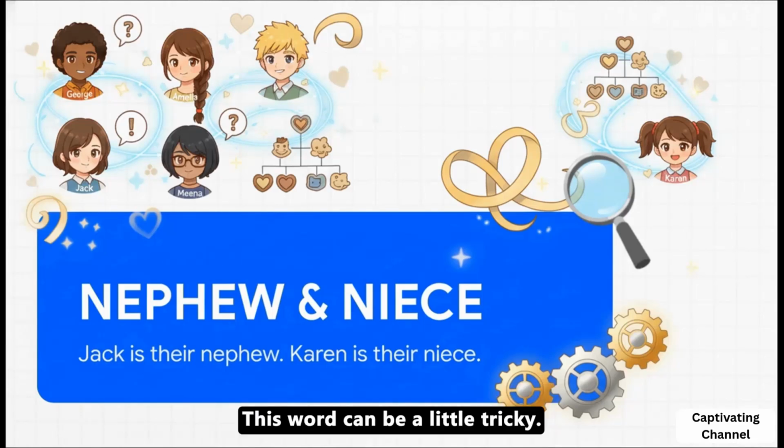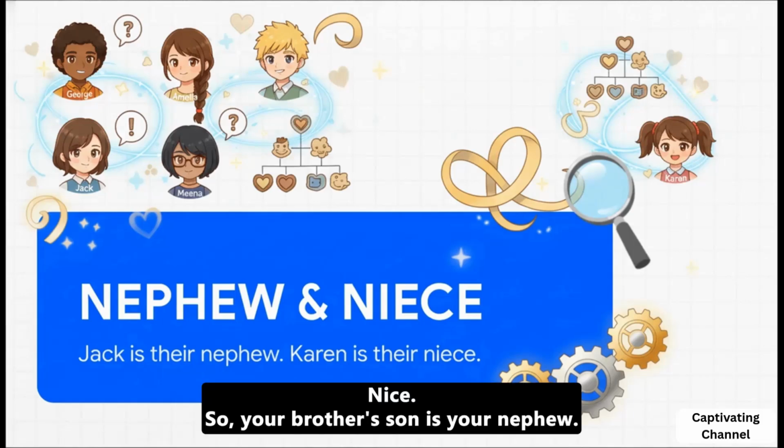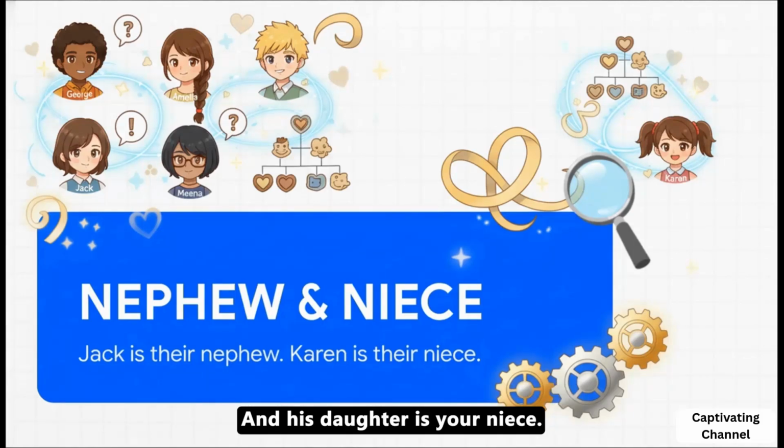This word can be a little tricky, so let's say it slowly. Nephew. Good. And Karen is their niece. Repeat that one, niece. So your brother's son is your nephew, and his daughter is your niece.